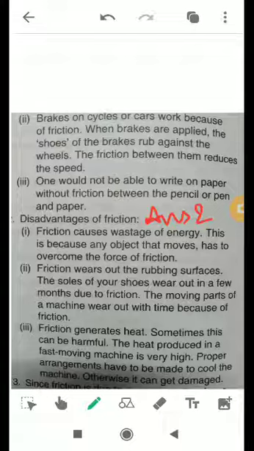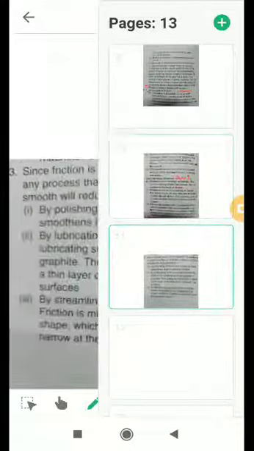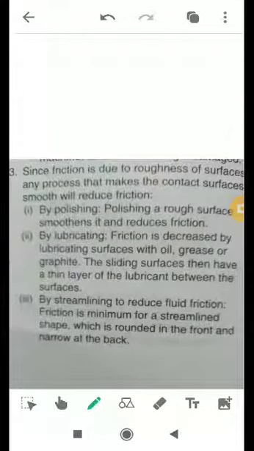Now the question number 3. Explain 4 methods by which friction between two solid surfaces in contact can be reduced. Since friction is due to roughness of surfaces, any process that makes the contact surfaces smooth will reduce the friction.